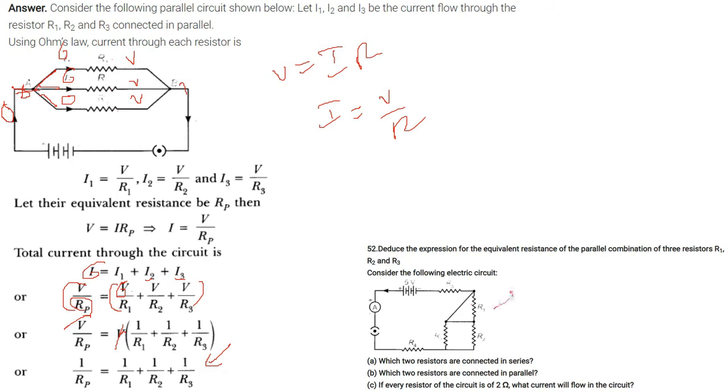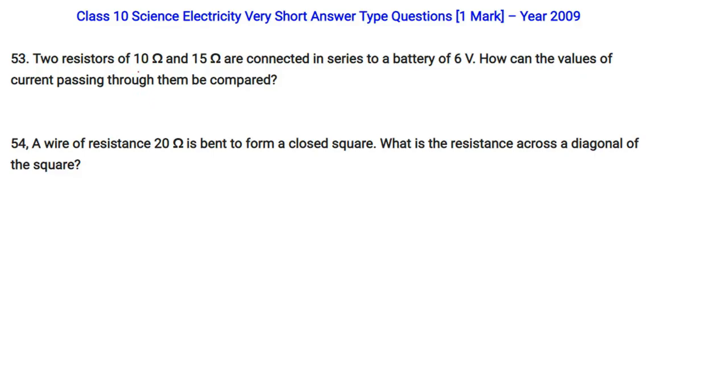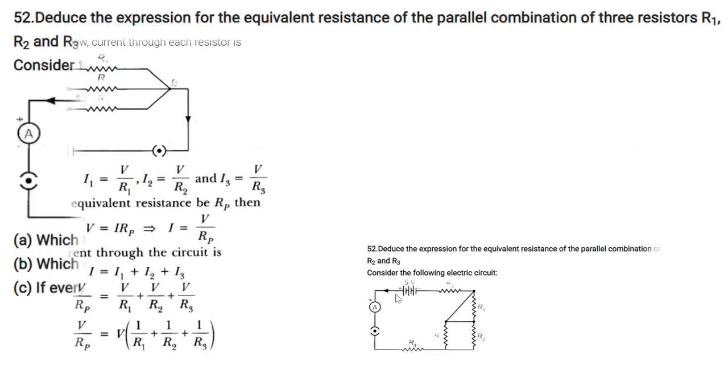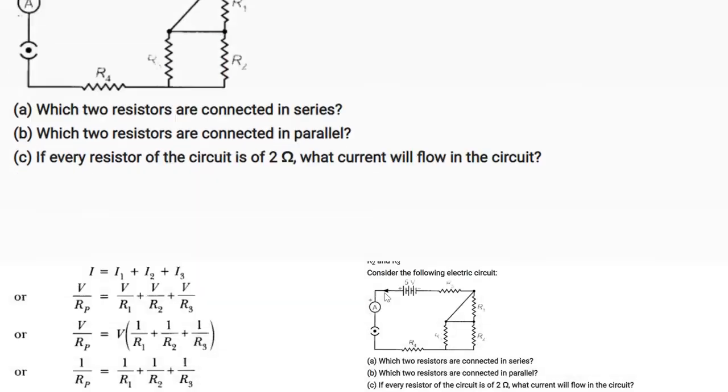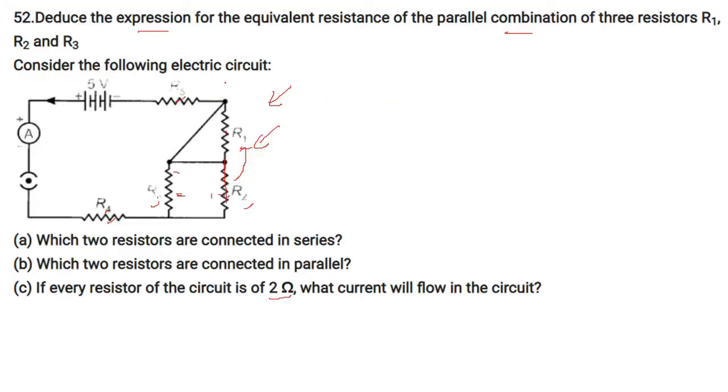Now let us come down to this one. This can easily be seen. Look, I'll try to solve it here. So now, which two resistors are connected in series and which two are in parallel? See, this R1, this R1, R2, R3.